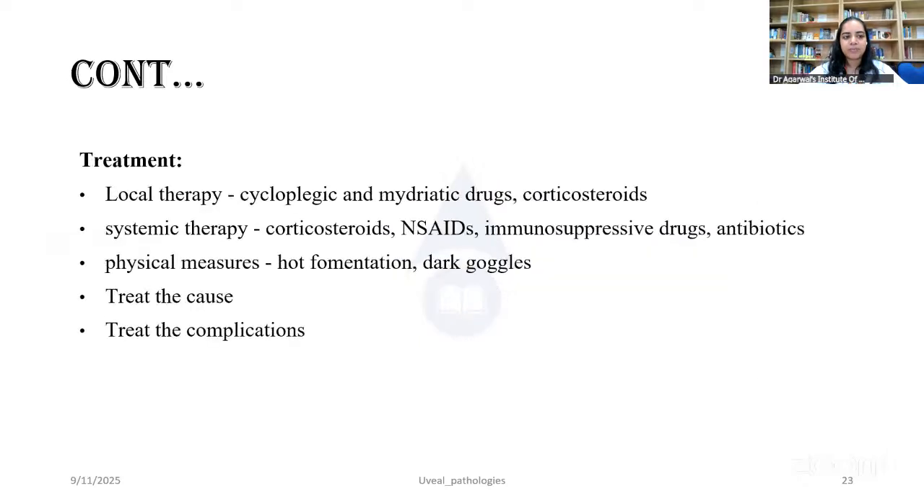Treatment. Local therapy is cycloplegic and mydriatic drugs or corticosteroids. Systemic therapy: corticosteroids, NSAIDs, immunosuppressive drugs, antibiotics. Physical measures: hot fomentation, dark goggles. Treat the cause and treat the complications.